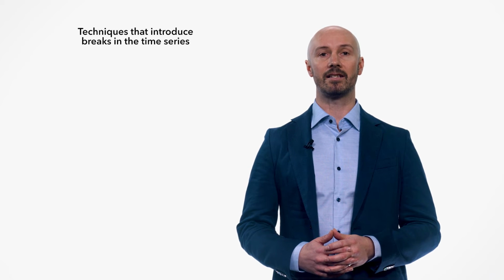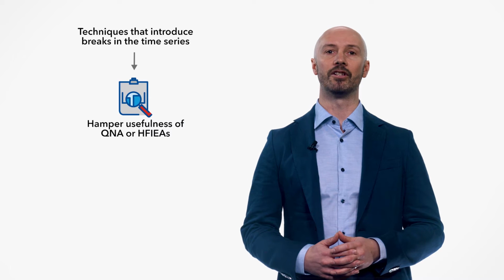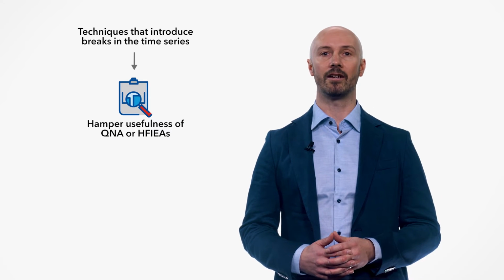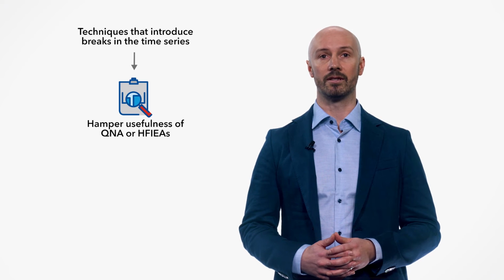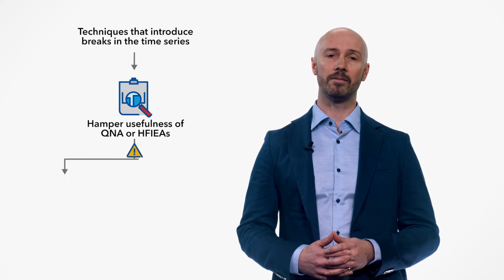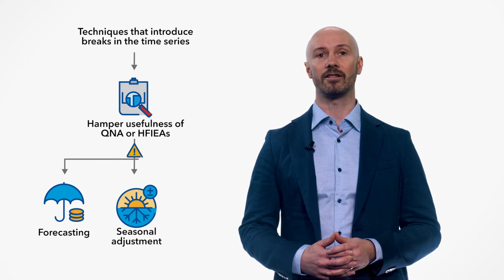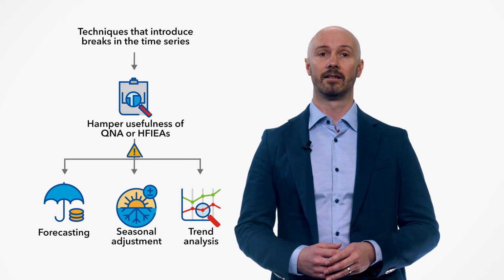Techniques that introduce breaks in the time series seriously hamper the usefulness of QNA or HFIEAs by distorting economic developments and possible turning points. They also cause problems for forecasting, seasonal adjustment, and trend analysis. To avoid the step problem, proportional benchmarking methods with movement preservation of indicators are recommended.